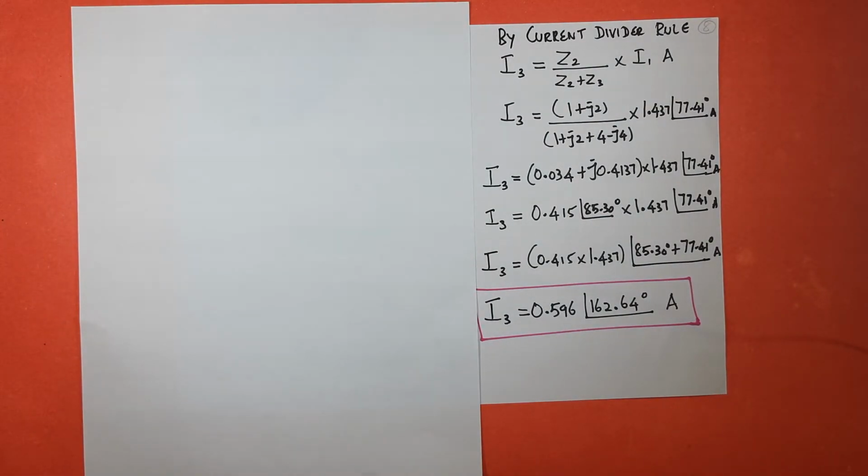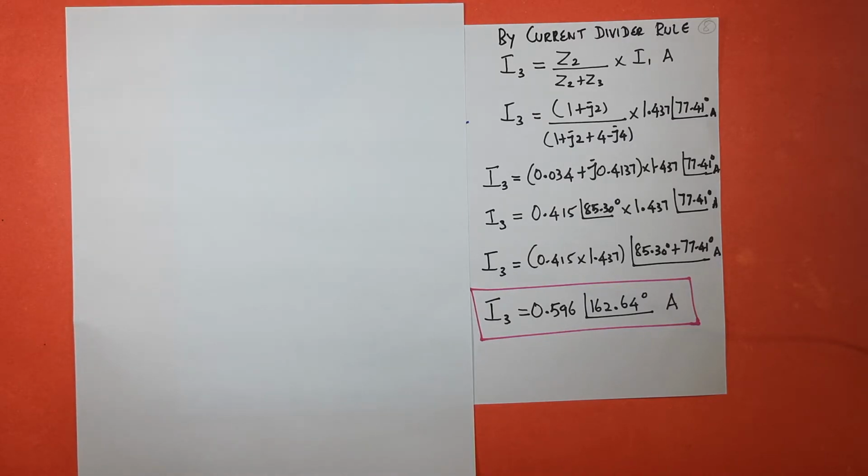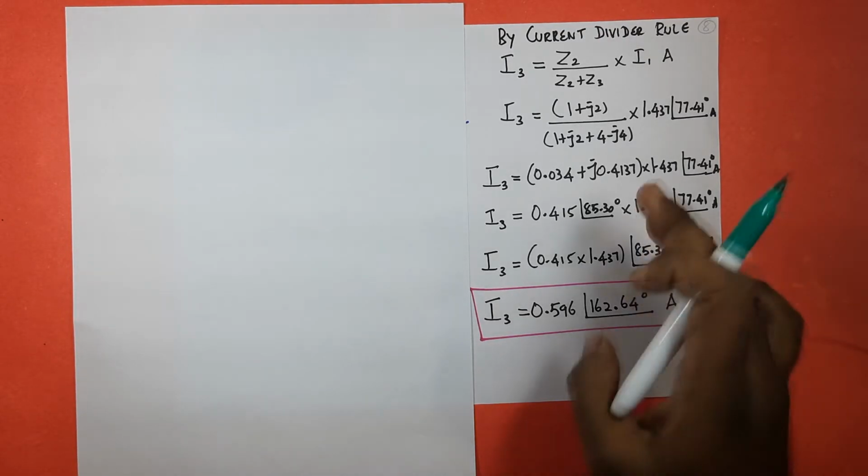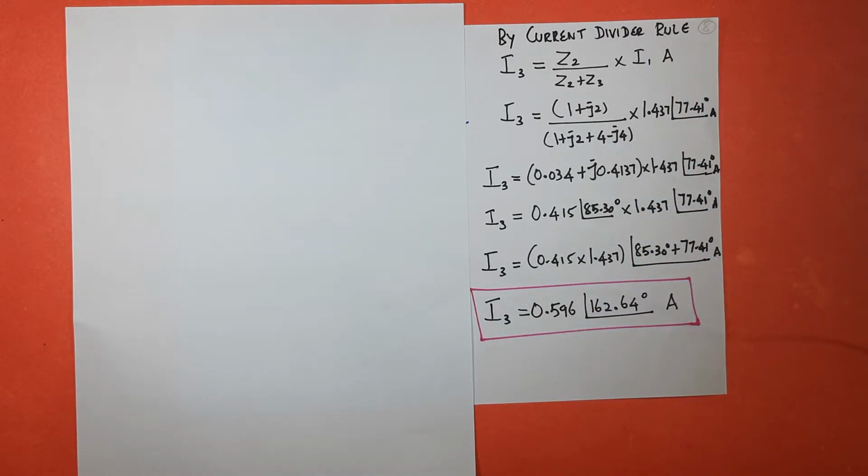So we want to find out what is I3. So opposite impedance Z2 divided by sum of the impedances, Z2 into Z2 plus Z3, multiplied by source current I1 ampere. So just substitute 1 plus j2 divided by 1 plus j2 plus 4 minus j4. So you can directly use the calculator.